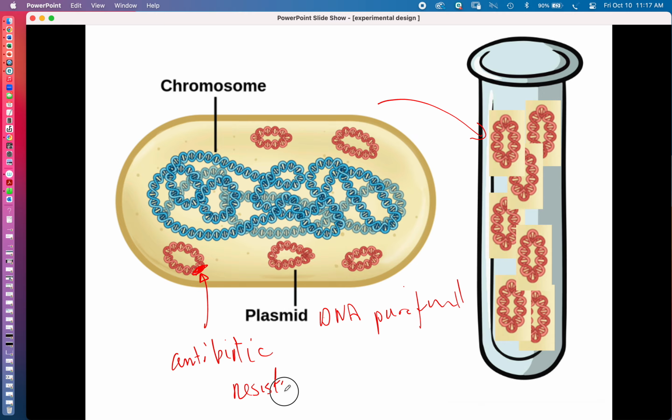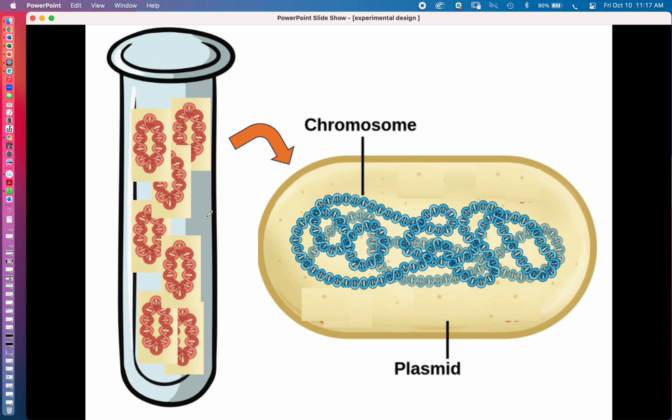So it can be something that's valuable and very helpful for the bacteria, and we can isolate it and work with it in a test tube. In a test tube, it's purified plasmid DNA, just like that. It's pretty easy to purify it and work with it in a test tube, and that's where we're going to insert the human insulin gene, okay? So once we have done that, we can put the plasmids back into a new bacteria. The old bacteria are dead, and we have a new one.